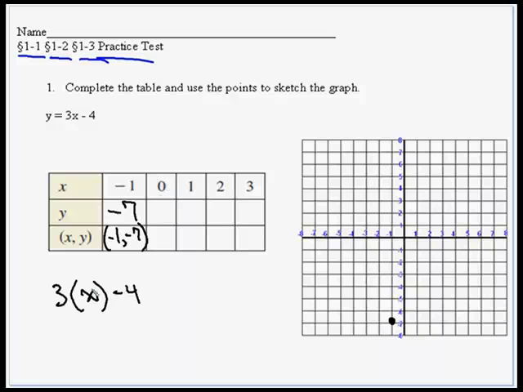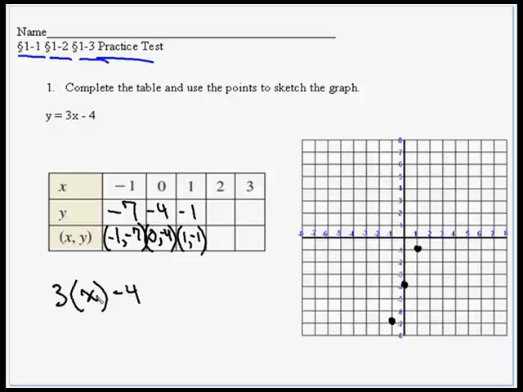Next we plug in a 0. 3 times 0 is 0, minus 4 is negative 4. So 0, comma, negative 4 is also another point, down here to negative 4. Plug in a positive 1. 3 times 1 is 3, minus 4 is negative 1. 1 comma negative 1 is our point, over 1, down 1.